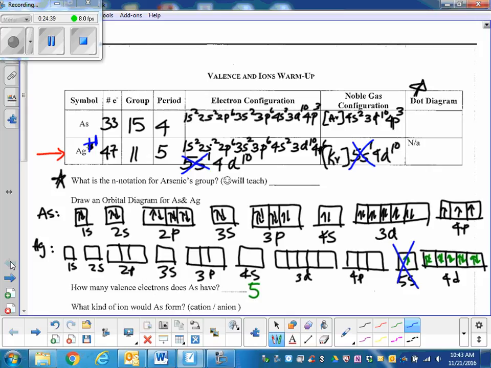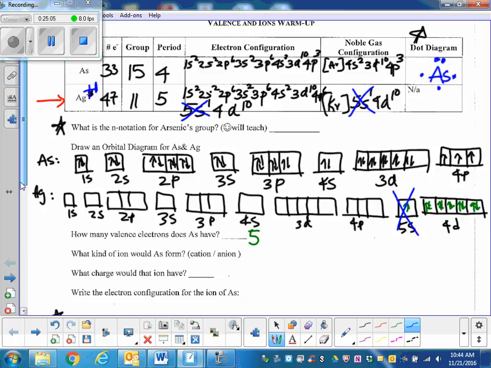Arsenic has how many valence electrons? 5. So I would write arsenic 1, 2, 3, 4, 5. Do you understand? That is the dot diagram for arsenic. And this is an ion, so we don't draw dot diagrams for ions. We're not interested right now. Okay? Are we good?